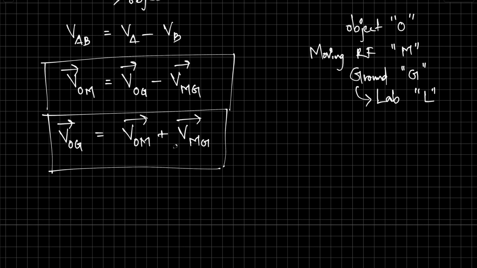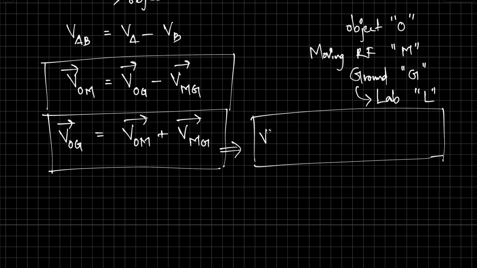So I'm going to modify this equation one more time. Same equation, just replacing G with L. So VOL, velocity of object with respect to lab frame, which is same as ground, equals velocity of object with respect to moving reference frame plus velocity of moving reference frame with respect to the lab frame. Another form of the same equation. These are all vectors, right?